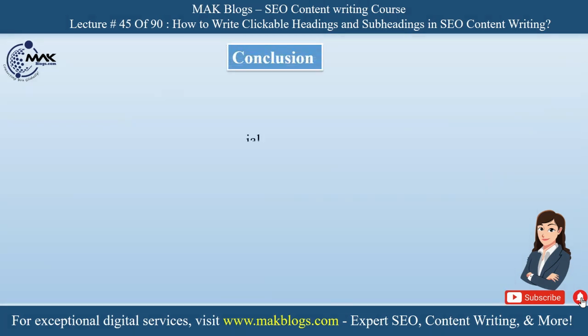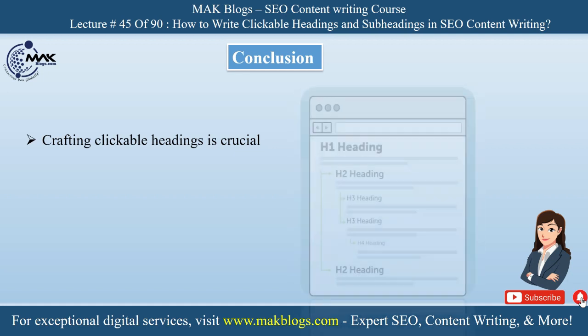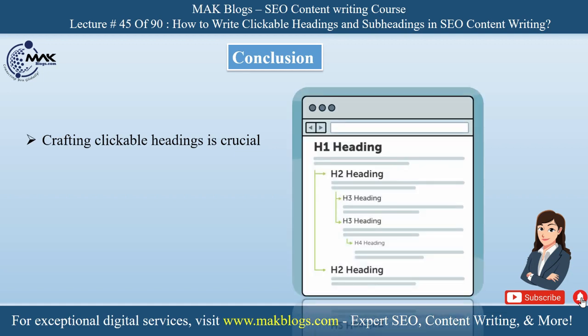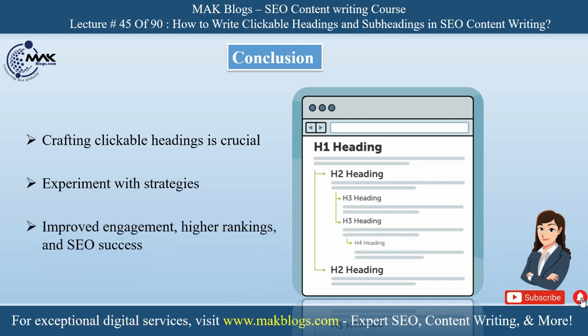So, in conclusion, we can say that crafting clickable headings and subheadings is an art that can significantly impact the success of your SEO content. Be specific, use numbers, ask questions, create urgency, highlight benefits, evoke emotions, and keep it concise. Experiment with these strategies to find what resonates best with your audience. When your headings compel readers to click, you are on your way to improved engagement, higher rankings, and SEO success.